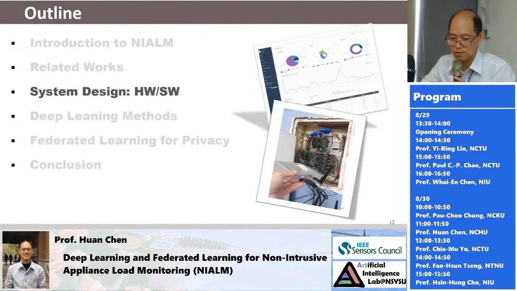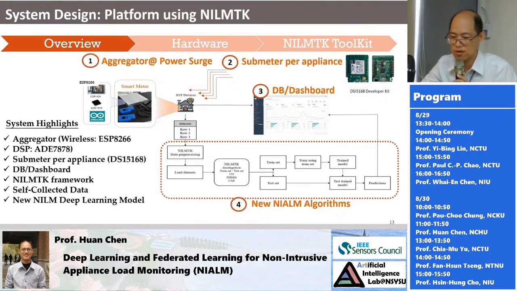All right. Here then we come to the system design. If you want to collect the data, you need some hardware and software. How do we build our NILMTK? We share some experience with you. This is an overview of our system design. As you can see, the first part is the aggregator and the power surge, so you have a hardware aggregator. I will introduce it in more detail in the next slide.